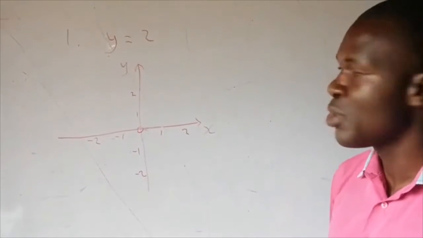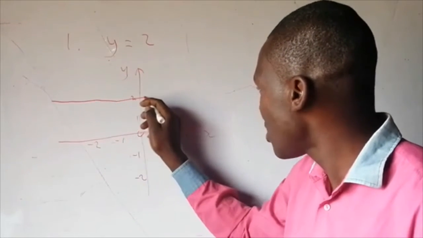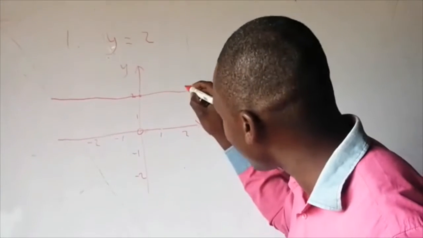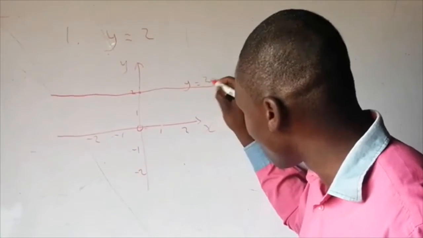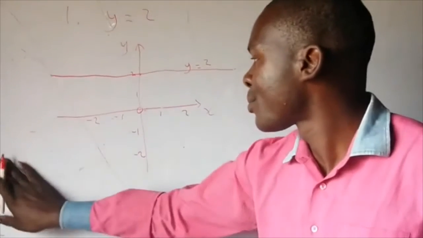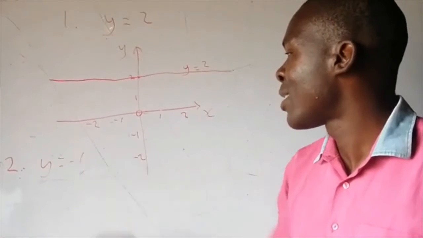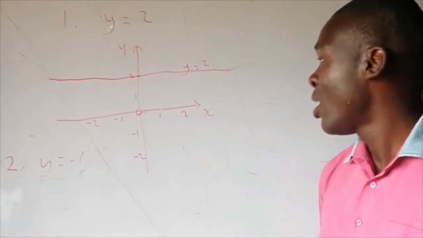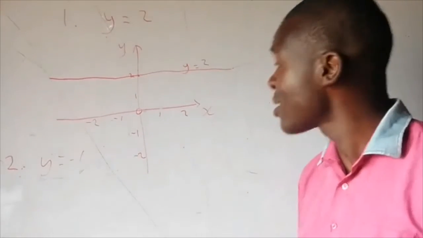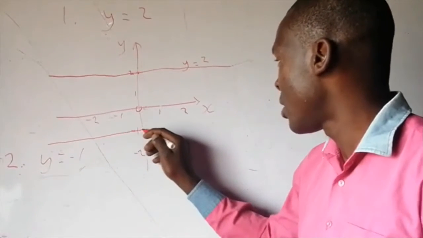So the line y is equal to 2 is a horizontal line which crosses or intersects with the y-axis at 2. So this is the line y is equal to 2. Number 2, if we are asked to draw the line y is equal to minus 1, again this is a horizontal line which crosses the y-axis at minus 1. So this is the horizontal line.